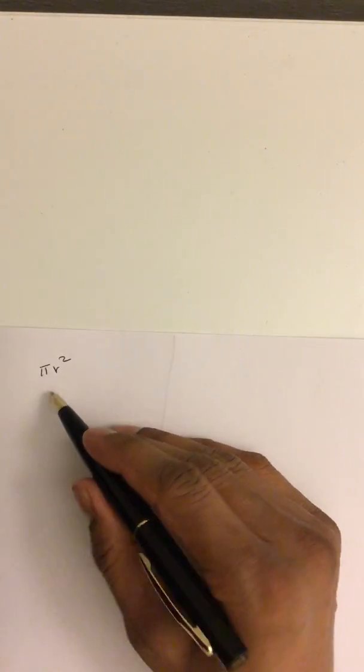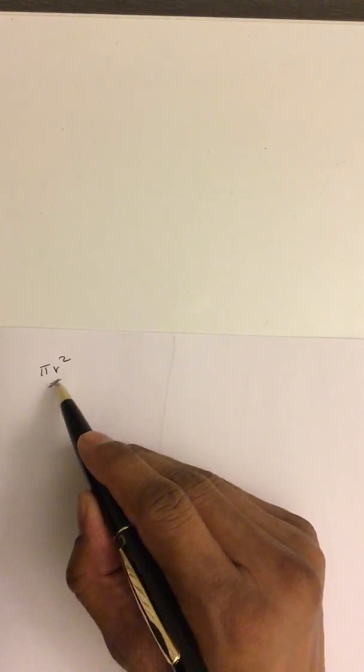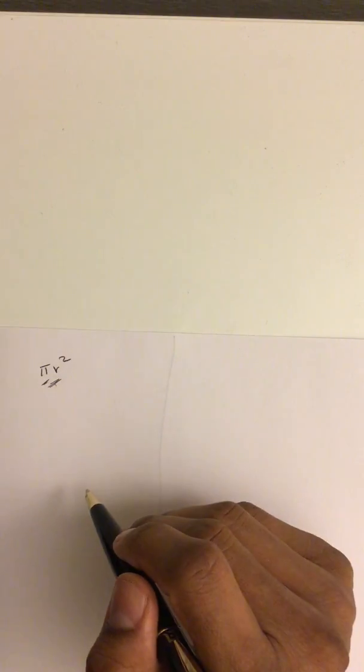Hey guys, today I'm going to talk about the area of a circle. Well, we all know that the area of a circle is pi r square. But have you ever wondered how we came up with this formula? Where does the pi come in from?